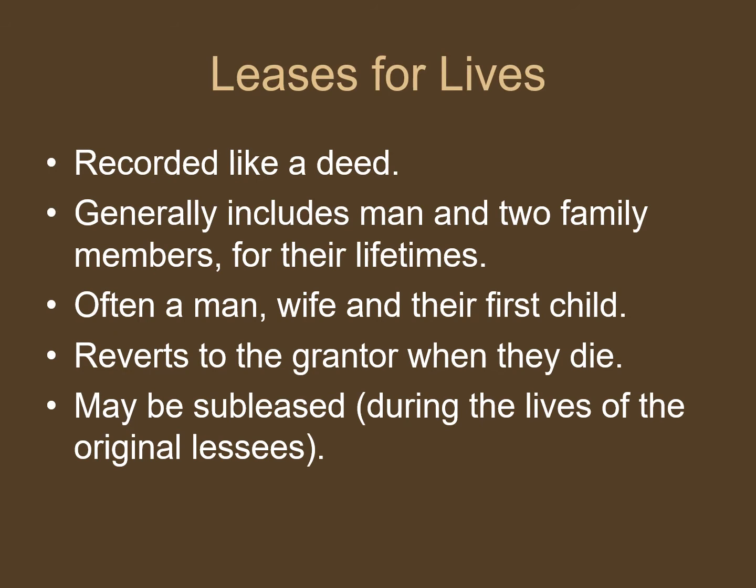A particular form of deed during the colonial period is a lease for lives. The land is not released or sold to the tenant. Instead, the owner lets the tenant, and usually 2 members of his family, live there for the rest of their lives by paying an annual rent. Often such a lease is signed soon after the tenant marries and has a child.